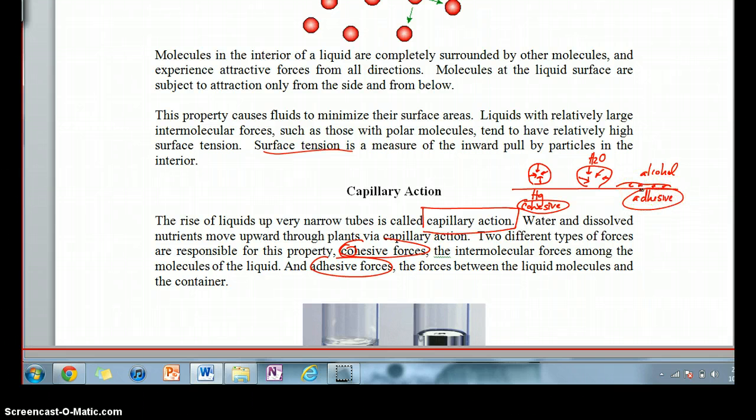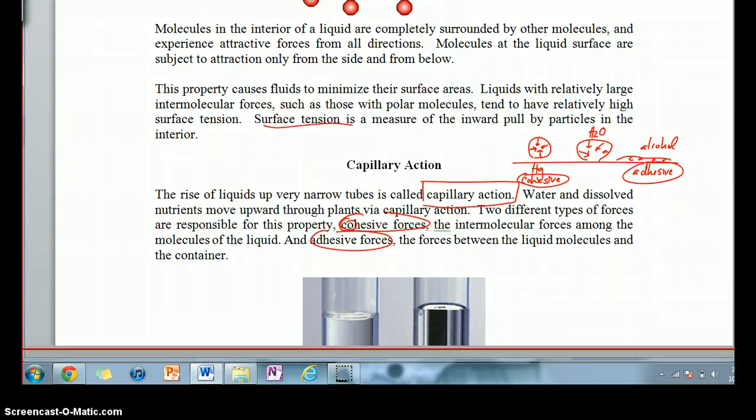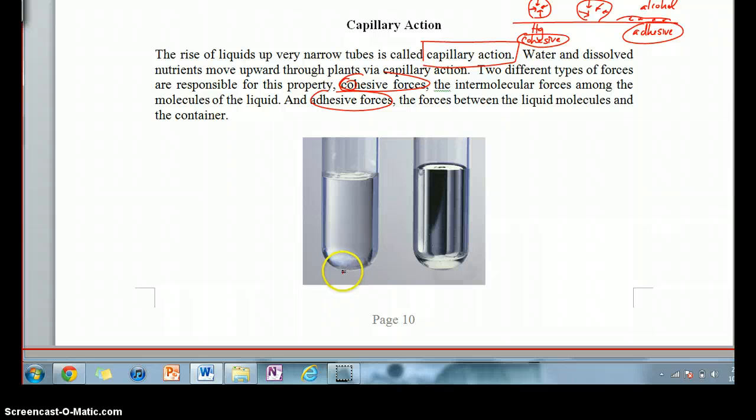If we're looking at this image on the bottom, the tube on the left is a test tube of water, and mercury is on the right. You'll notice the meniscus that forms in water means that water has slightly higher adhesive forces, so it's attracted to the surface slightly more than mercury. Mercury forms this convex structure, which means that it is sticking to itself more than to the sides of the tube.